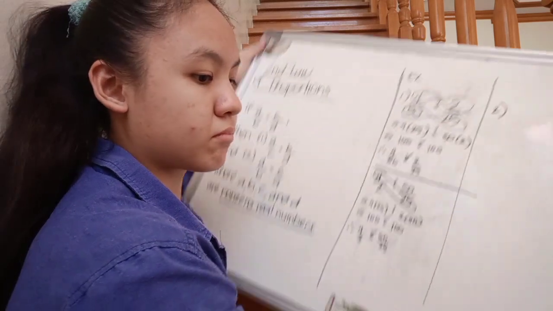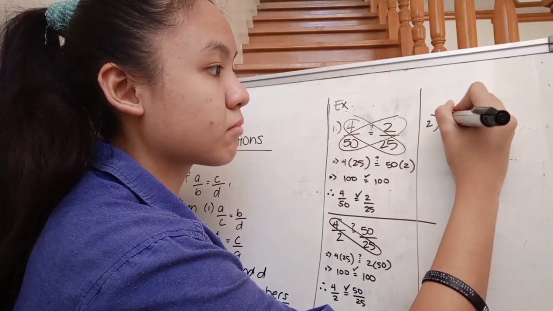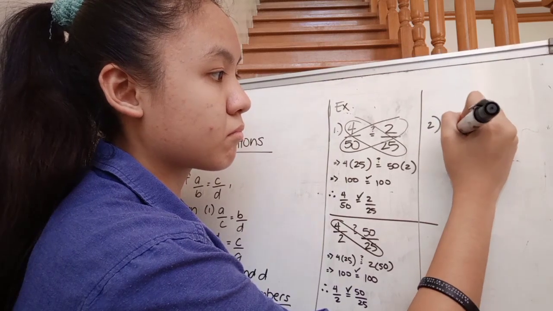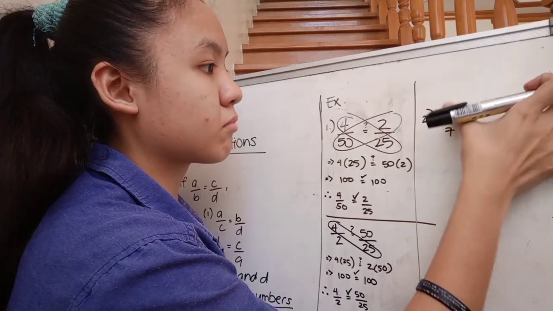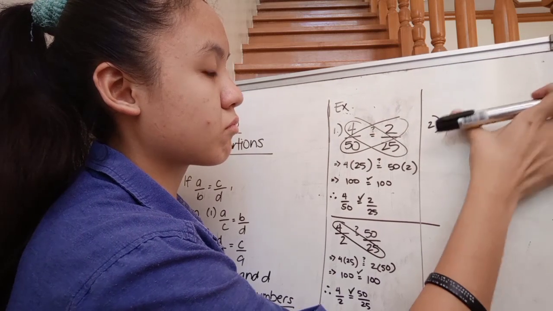Our second example, 3 over 7. Oh, oops, got something wrong in there.